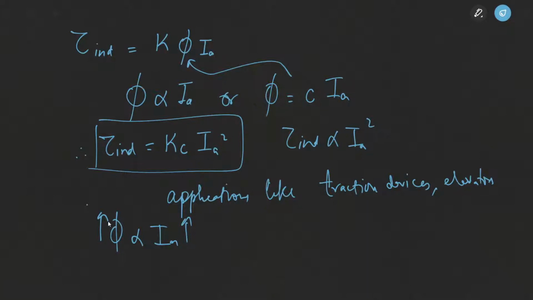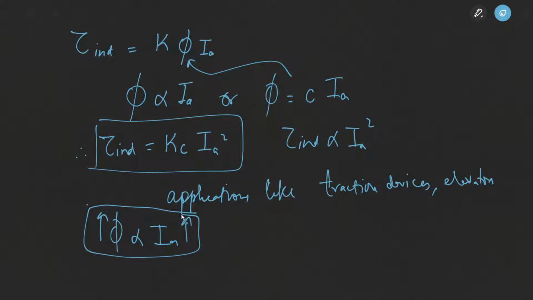Now this increase in flux, we have already seen what happens with increase in flux. The speed of the motor will decrease. So since there is a direct relationship between the armature current and flux here, in case of a DC series motor there will be a drooping characteristic. The speed versus torque profile will show a significant droop as compared to a DC shunt motor.